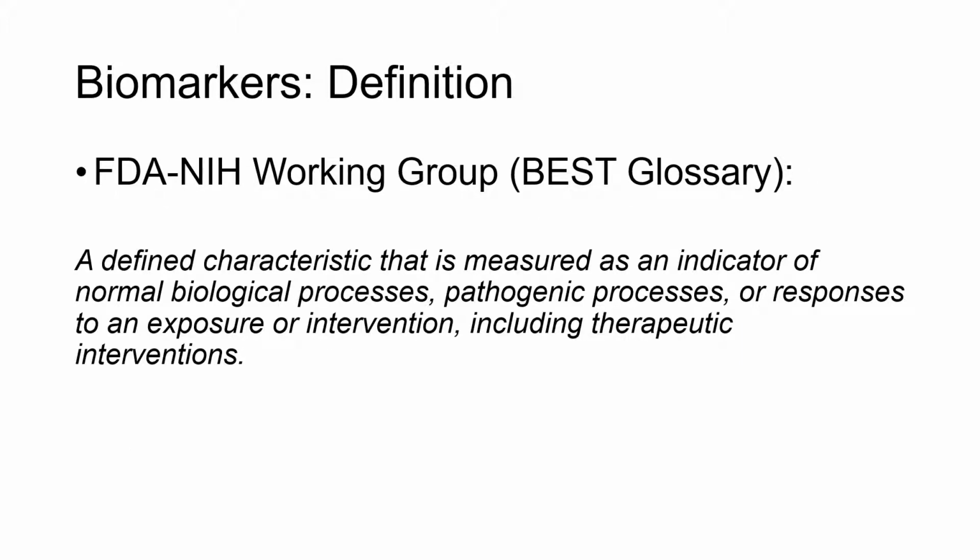There are many definitions of the word biomarker, but in 2015, a joint meeting of representatives of the National Institutes of Health, or NIH, and the FDA came up with this, which is available in their Biomarkers, Endpoints, and Other Tools, or BEST glossary. A biomarker is a defined characteristic that is measured as an indicator of normal biologic processes, pathogenic processes, or responses to an exposure or intervention, including therapeutic interventions. By that standard, almost any endpoint of a study could be viewed as a biomarker.